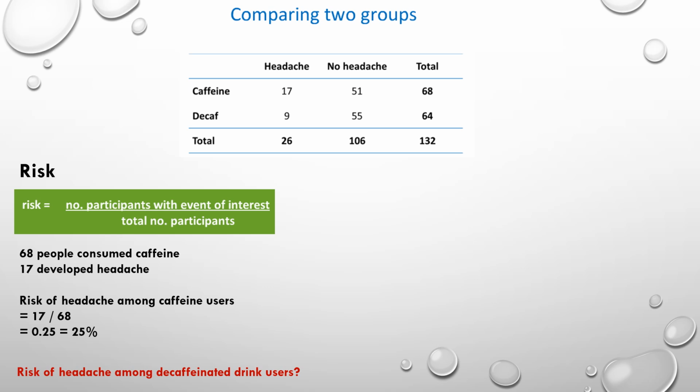The total number of decaffeinated drink users is 64. Out of them, 9 got headache, right? So the risk of headache among decaffeinated drink users will be the total number with headache among decaffeinated drink users, that means 9, divided by the total number of decaffeinated drink users, that is 64. 9 divided by 64 will be the risk of headache among decaffeinated drink users.